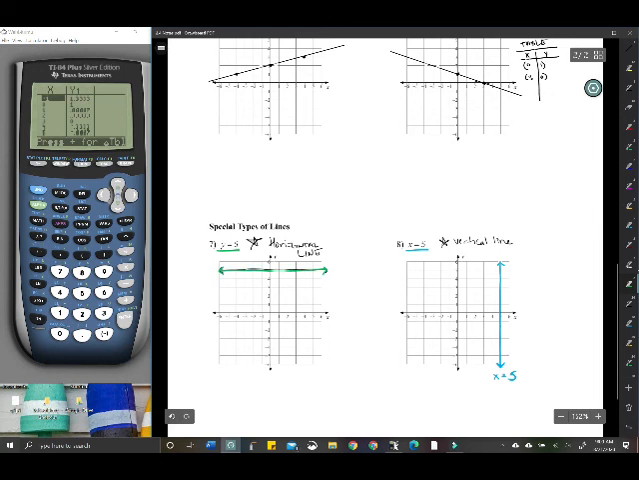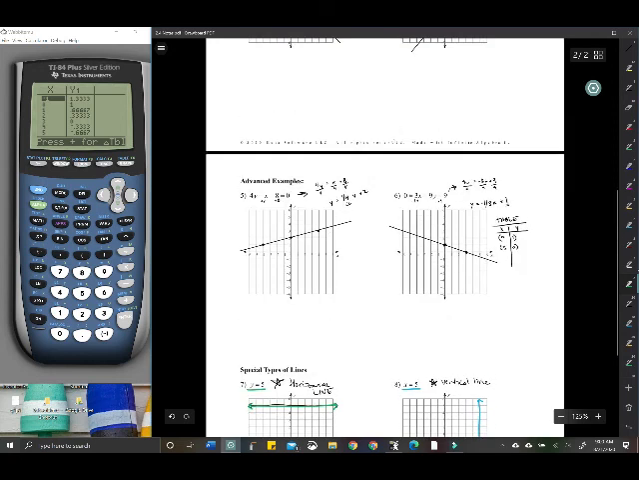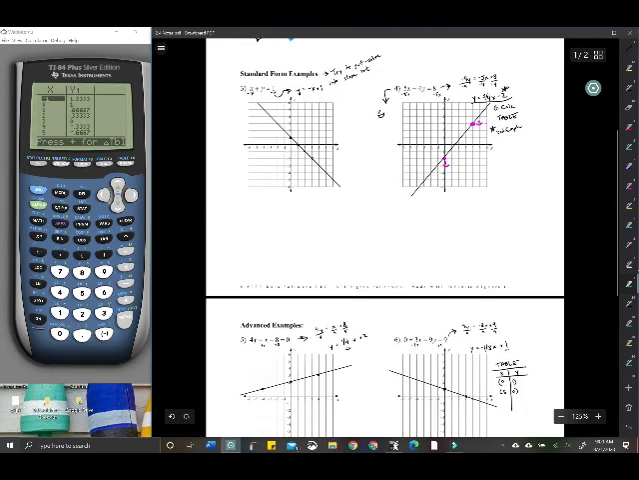Okay, so that's all of graphing lines. Use your calculator. Take your time. Try not to make silly mistakes, but they happen. So great job, guys. Do your best.